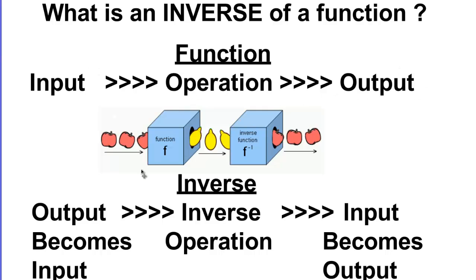The inverse of a function, if you recall, takes the output of a function, does an inverse operation to it, and turns the output into the original input. So in this case, the right-hand part of this diagram, the lemons that are the output from the function become the input to the inverse function, which then returns apples, which was the original input of the function. So inverse functions are a way to reverse the function's process.